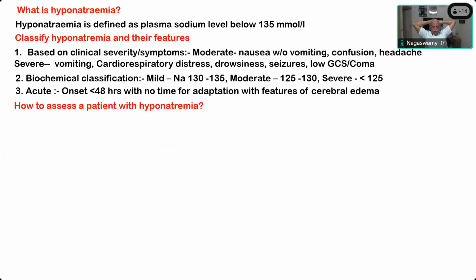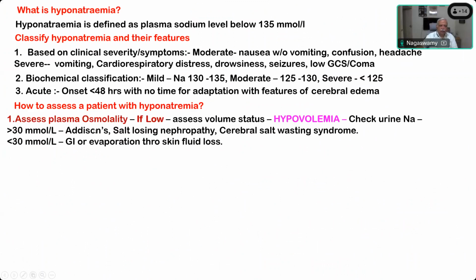Serum osmolality or plasma osmolality? What is the difference between plasma and serum? In plasma, the coagulation factors are there, whereas in serum, you remove them, the clot is sedimented. So that is the difference. So you must always say plasma osmolality, not serum osmolality.